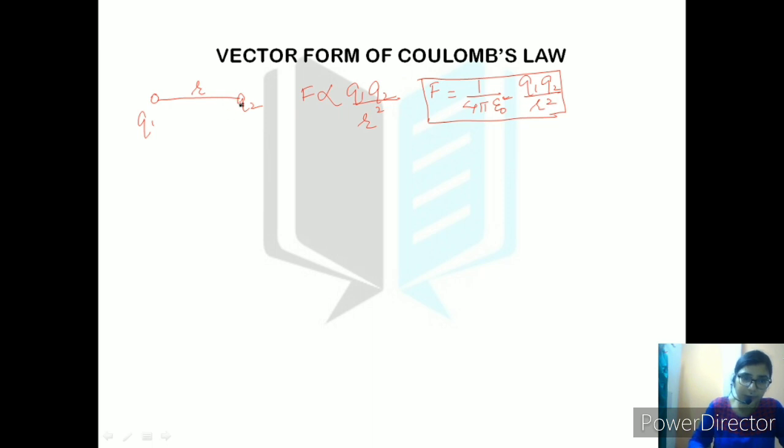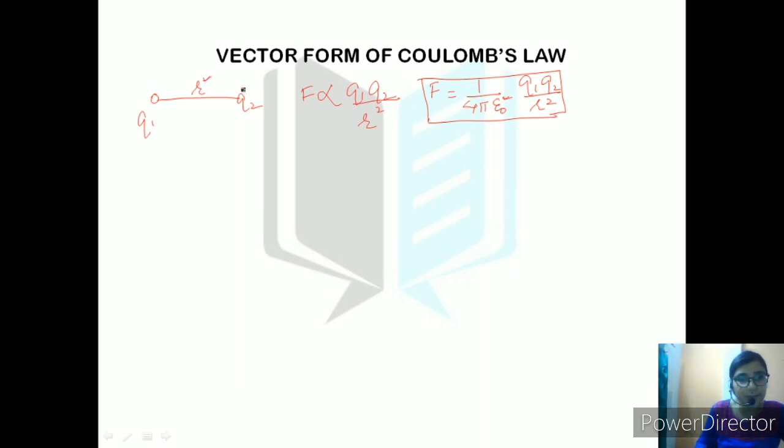Here the point charges are at rest. Why are these charges called point charges? Here they are separated by a distance such that the distance is much larger than their dimensions. Their dimension is so small in comparison to the distance between them that it can be neglected. Now let's try to write it in the vector form.